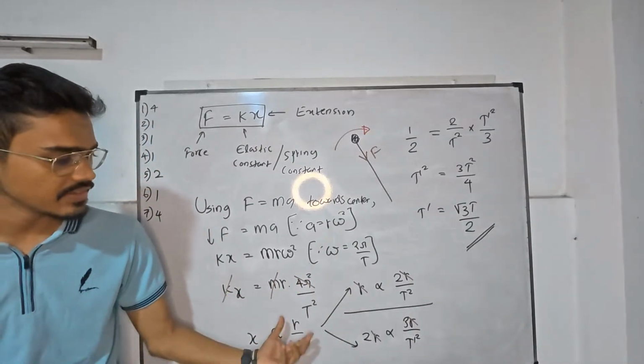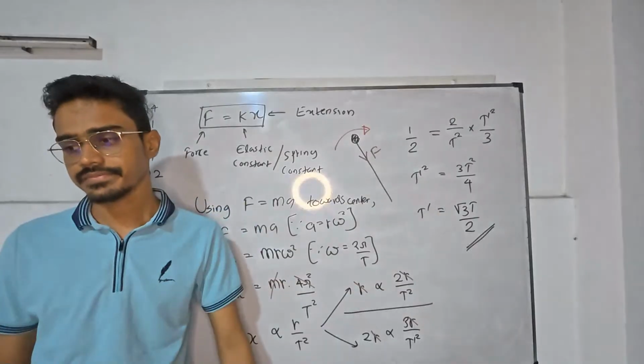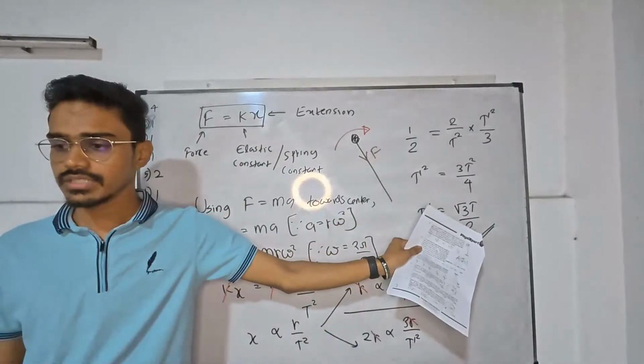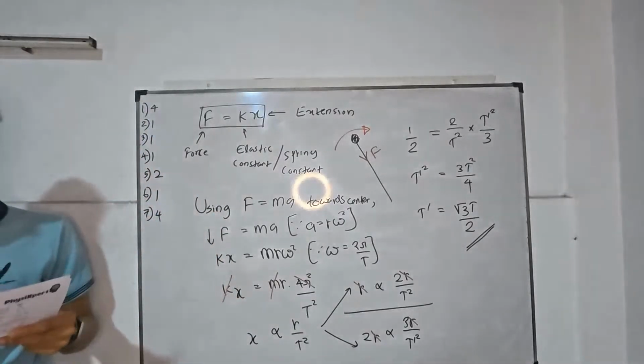Then we have this equation. Apply the equation 2 times. Divide it, and subject T dash. So we have T dash as root 3 T over 2. Answer is 4.